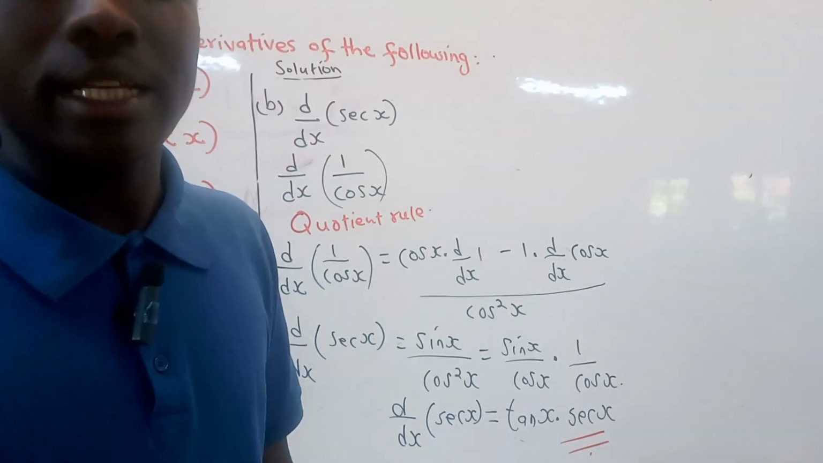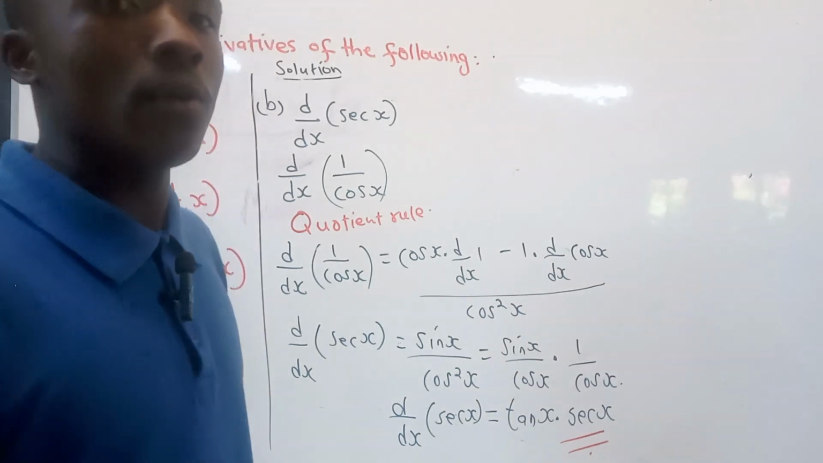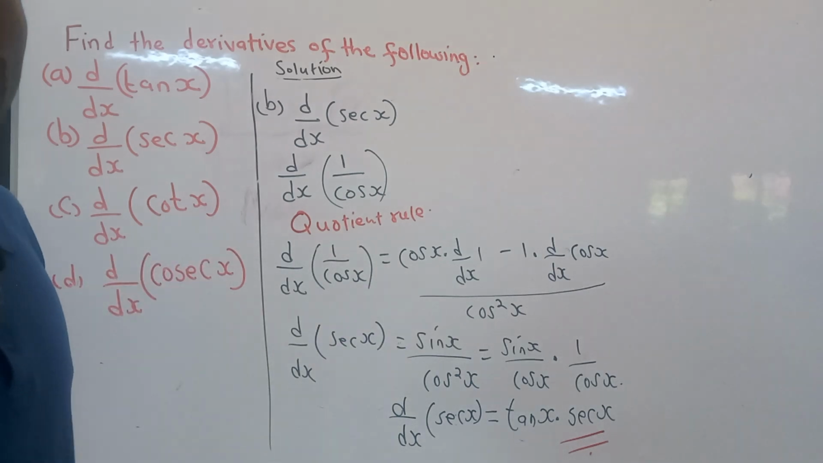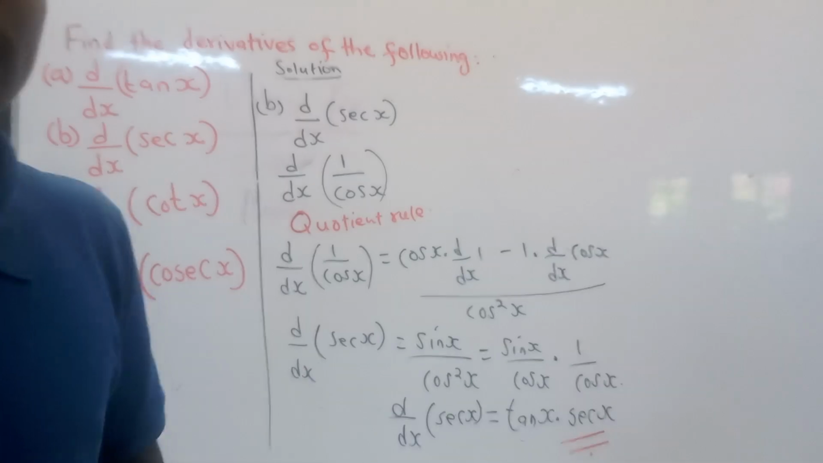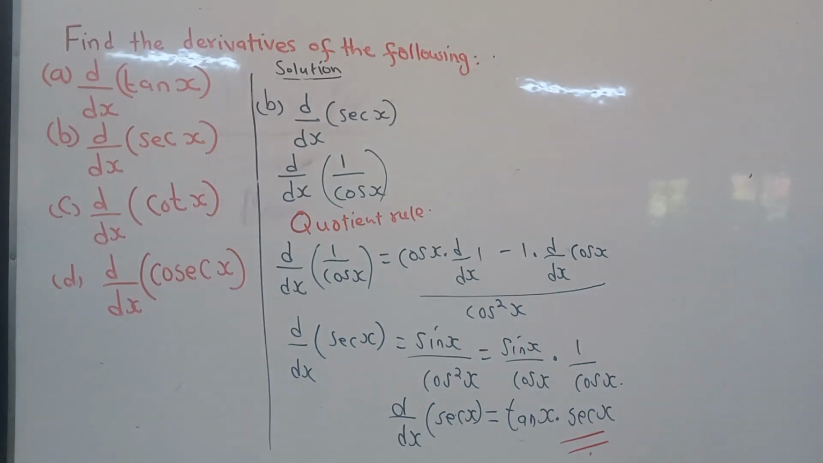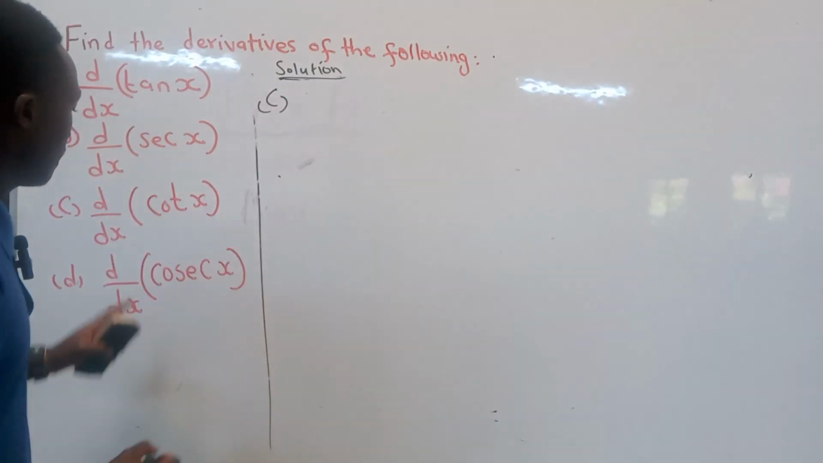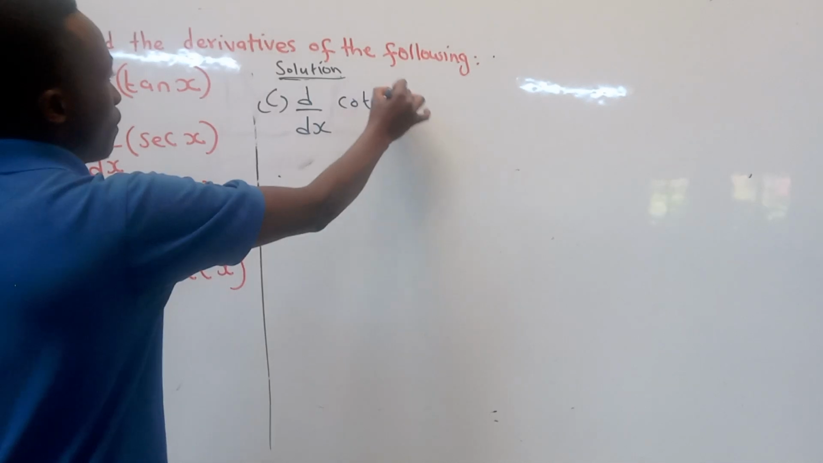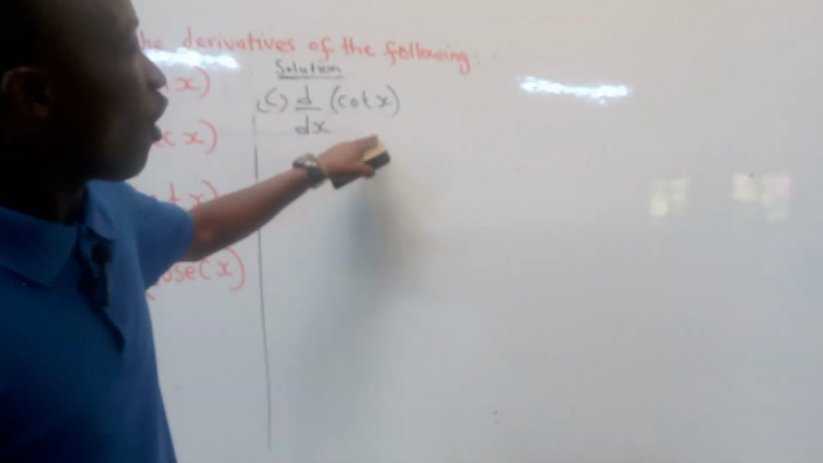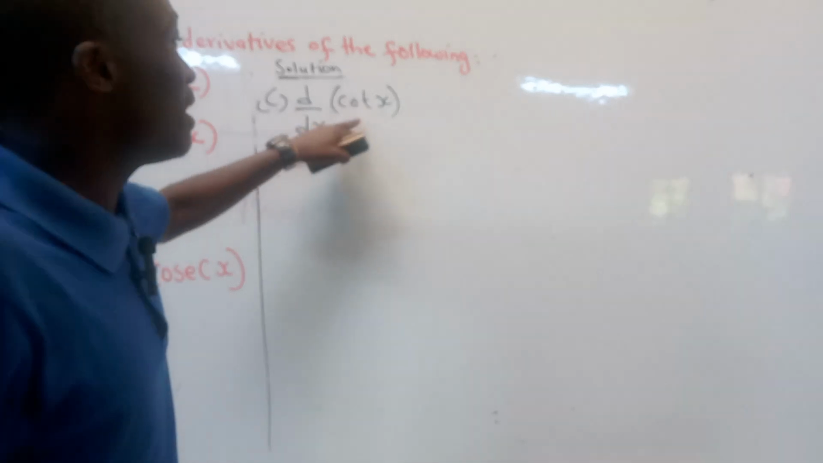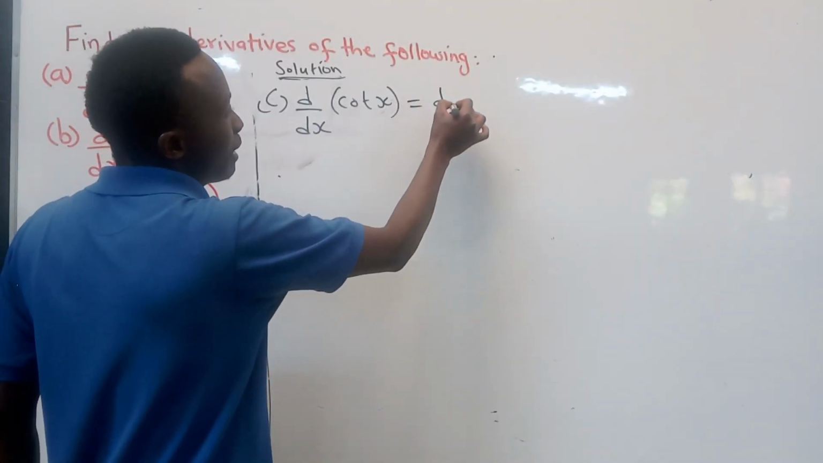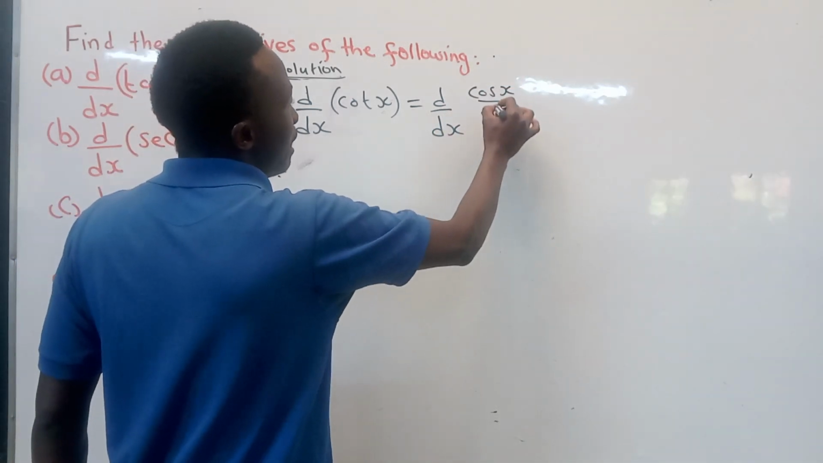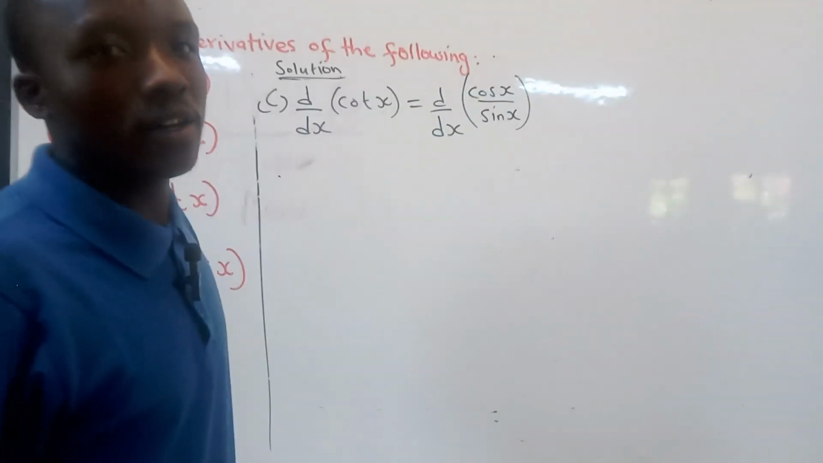We are now going to our third example, and in our third example, we are going to determine the derivative of cot x. So part C, we are supposed to determine the derivative of cot x. So remember cot is the inverse of tangent. So this simply says that it is equal to d over dx of cos of x over sine of x.